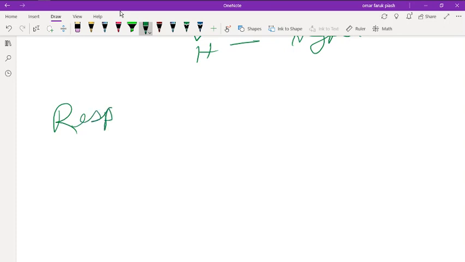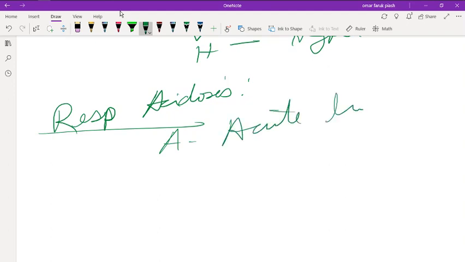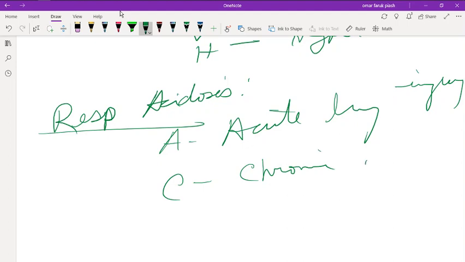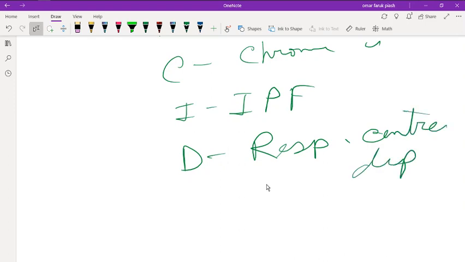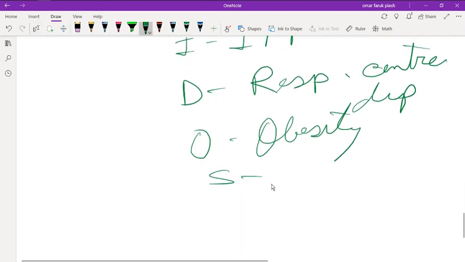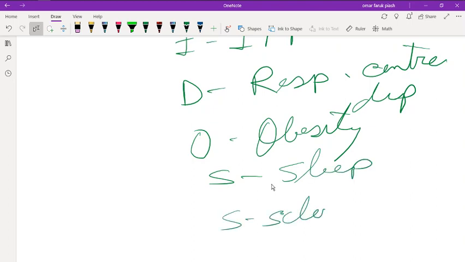In respiratory acidosis, A for acute lung injury, C for chronic lung disease, A for airway obstruction, I for IPF, idiopathic pulmonary fibrosis, D for depression, that means respiratory center depression, O for obesity hypoventilation syndrome, S for sleep apnea, and S for sclerosis, that means multiple sclerosis.